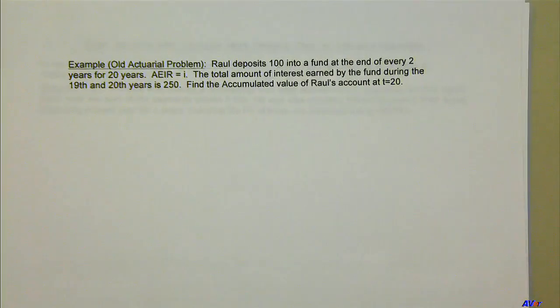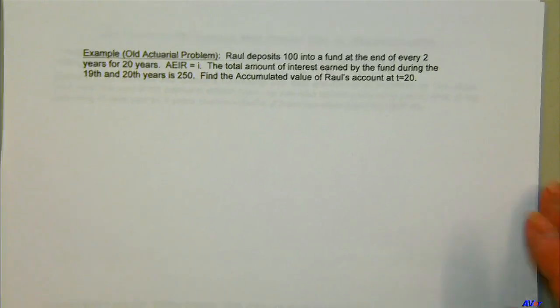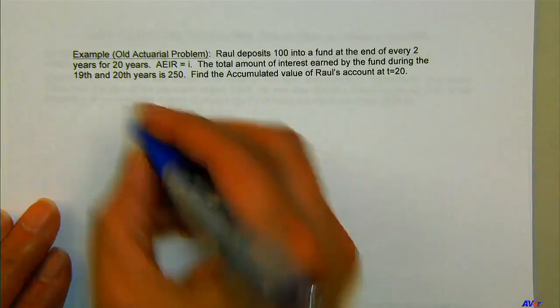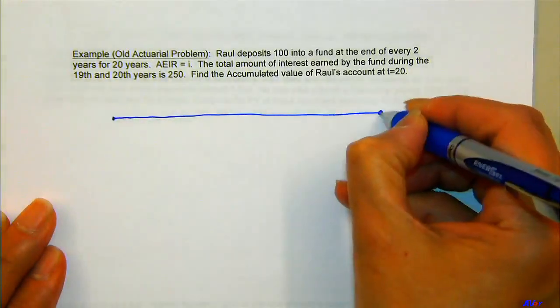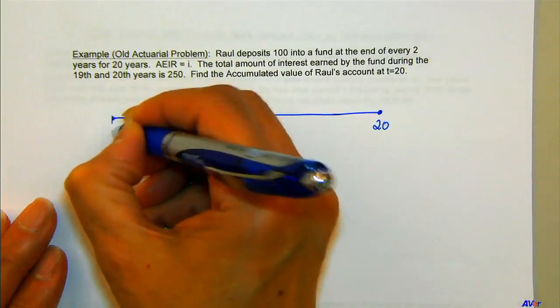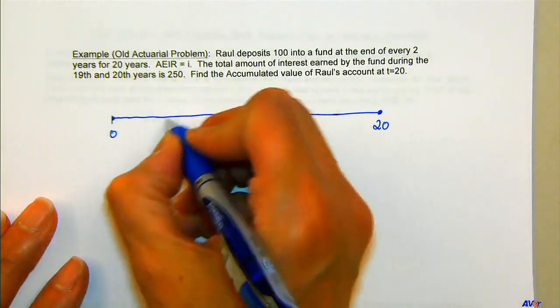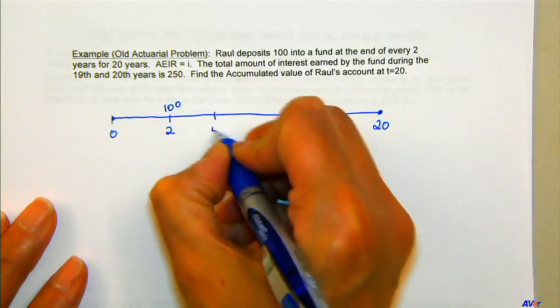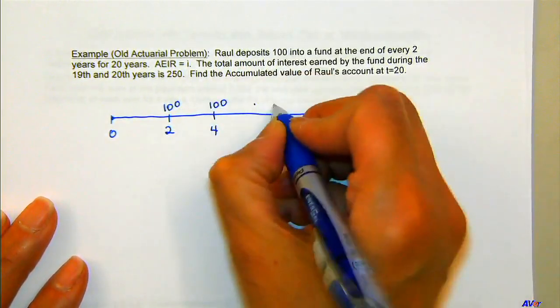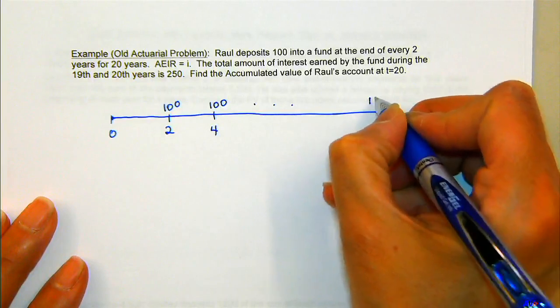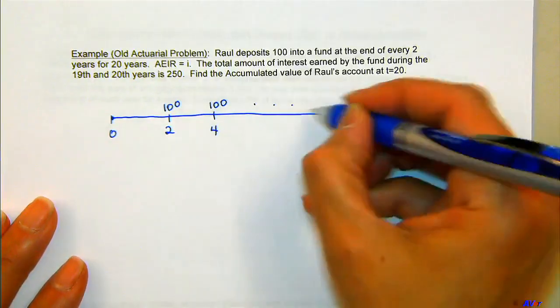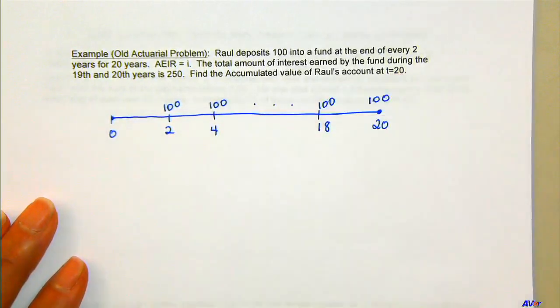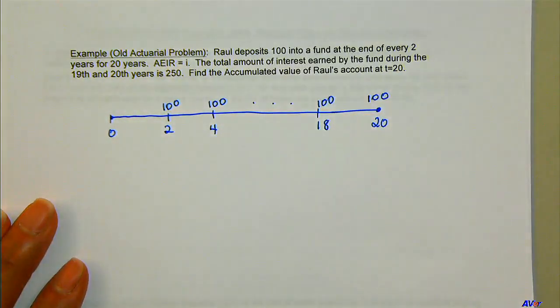Raul deposits 100 into a fund at the end of every 2 years for 20 years. Timeline. 20 years. 0. 100 into a fund every 2 years. 100 at 2, 100 at 4, ... 100 at 20. And 100 at 18. Annual effective interest rate equals I. The total amount of interest earned by the fund during the 19th and 20th years is $250.